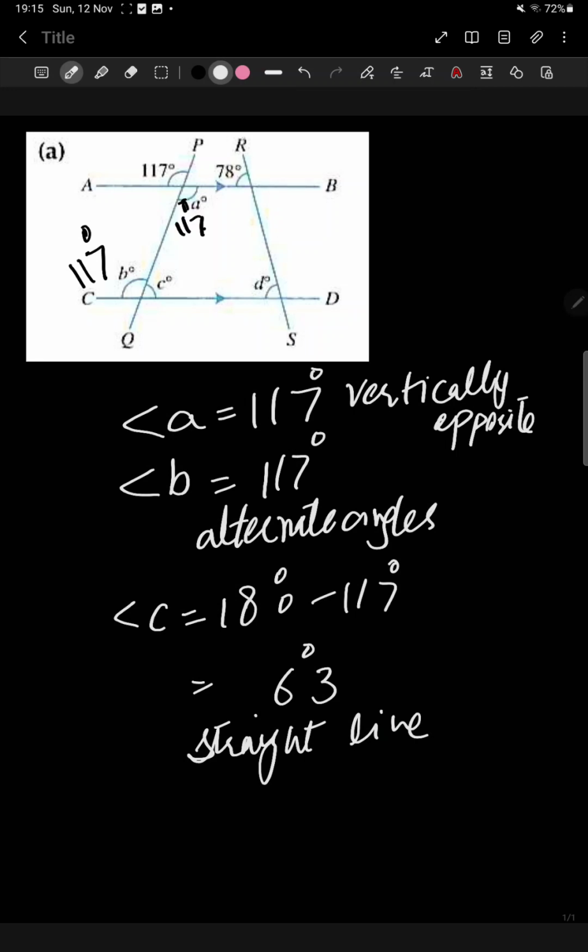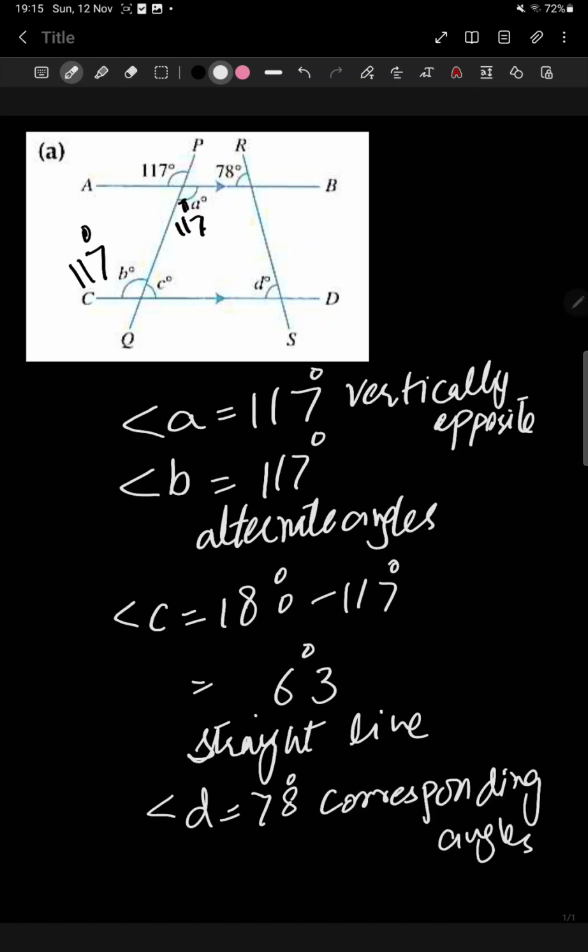Now only one is left, angle D. Angle D, what is the reason over here? How can we find it out? These are the two parallel lines, and this is on the left side and this is also on the left side. So this angle D must be equal to 78 degree, and the reason is corresponding angles. So by using this knowledge we can find out all the unknown angles. Let's do another example.